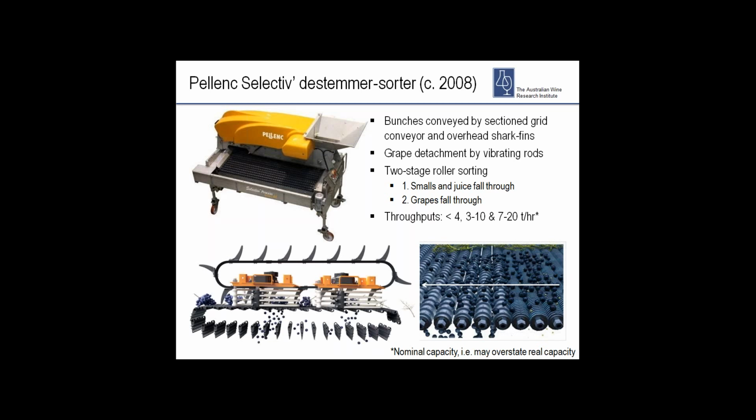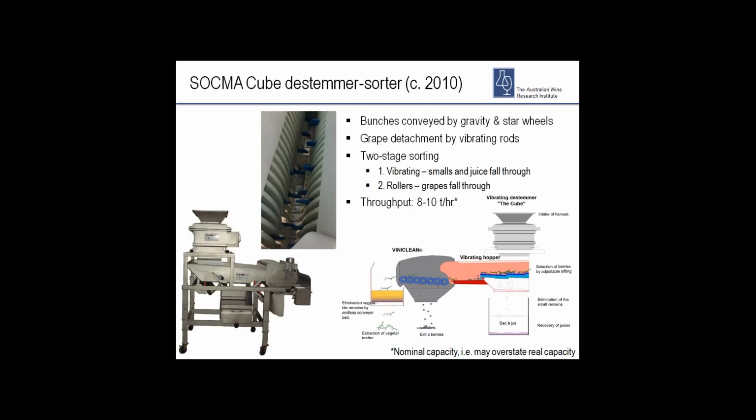In around 2010, SOCMA introduced their own variation on the vibrating destemmer sorter. Like the Pellenc system, it uses vibrating rods, but there's only one stage of this vibrating rod system, and the rods point downwards. Material is fed from the top, and rotating star wheels between the rods ensure an even flow rate of material through the destemming chamber.